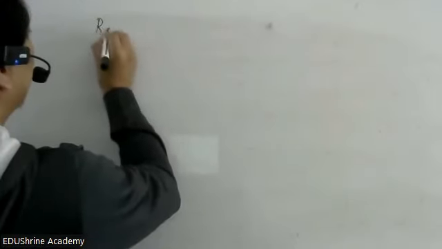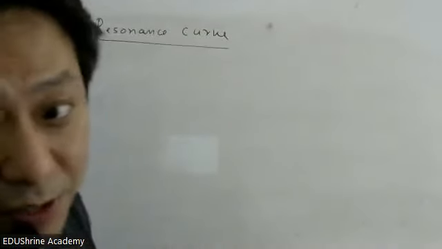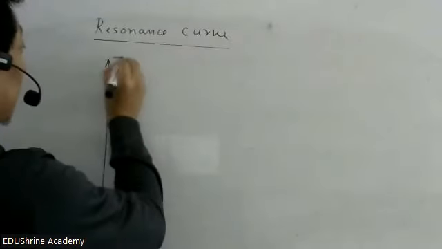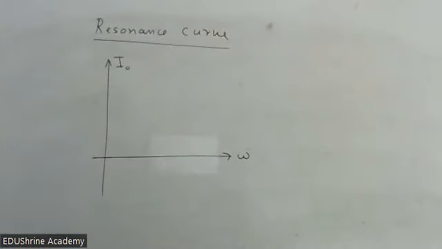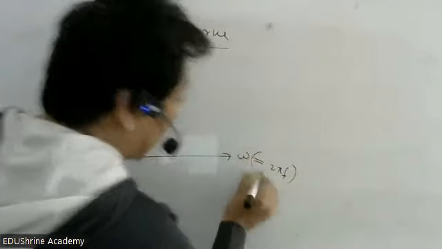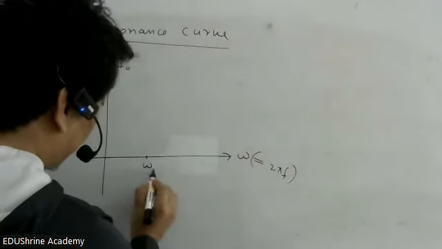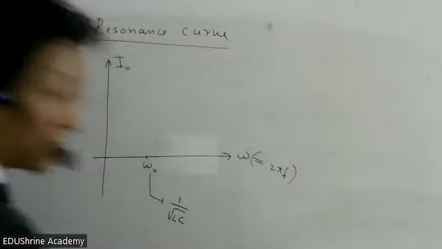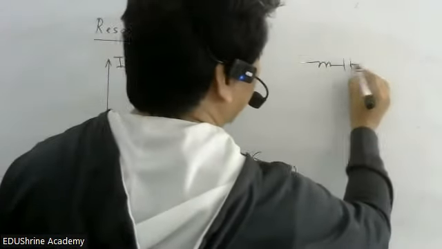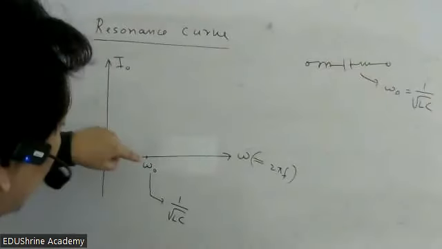Okay, chalo. Now I want to tell you the resonance curve. It is simple, because you understood the concept of resonance. So imagine this is the peak current, I naught, and I want to plot it versus angular frequency. And you know this angular frequency is 2 pi f. Now, somewhere your natural angular frequency will be there, and this number depends on the circuit. Depending on your LCR circuit, it will have some omega naught. That number I am calling omega naught.